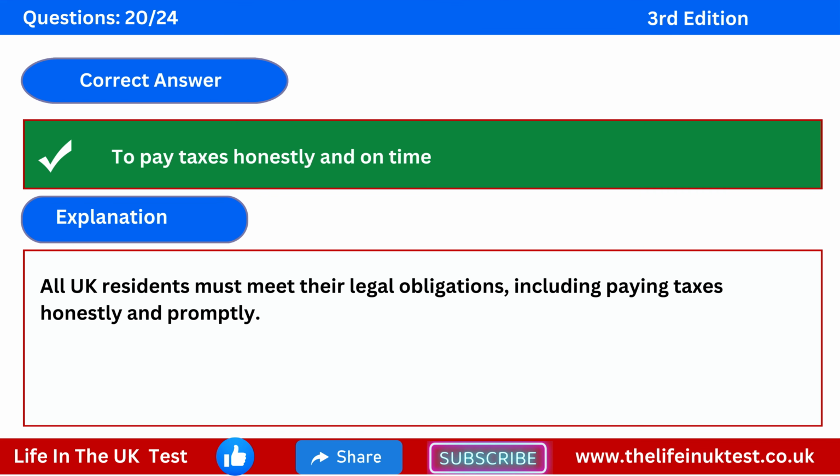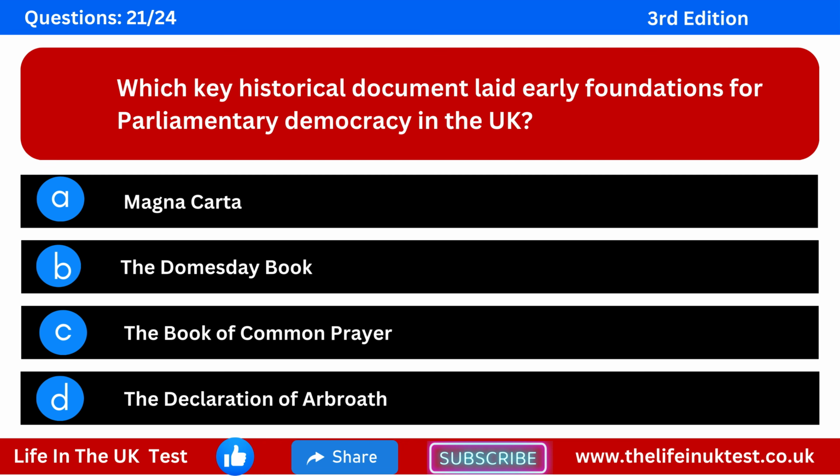The correct answer is to pay taxes honestly and on time. Explanation: all UK residents must meet their legal obligations, including paying taxes honestly and promptly. Question 21. Which key historical document laid early foundations for parliamentary democracy in the UK? Option A, Magna Carta. Option B, the Domesday Book. Option C, the Book of Common Prayer. Option D, the Declaration of Arbroath.